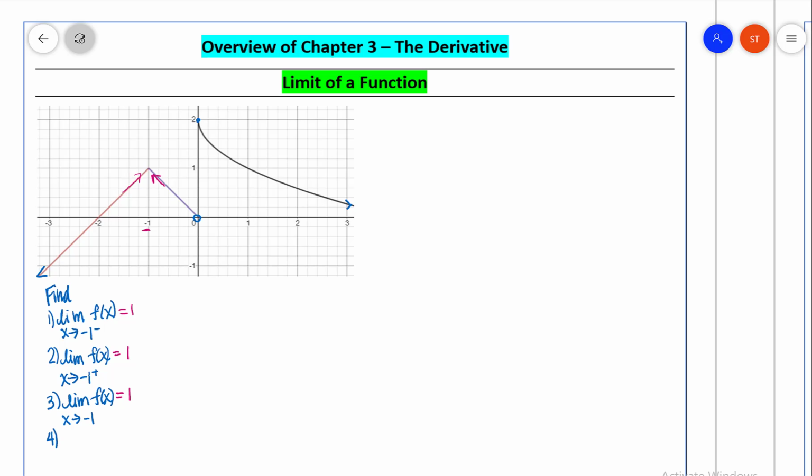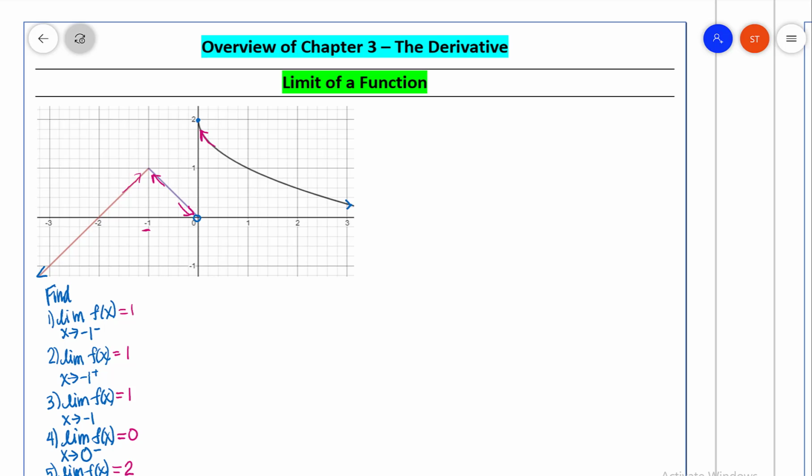Let's look at some others. Number 4, the limit of f of x as x approaches 0 from the left. Going towards 0 from the left, what is the y value that's being approached? Well, that's 0. Number 5, find the limit of f of x as x approaches 0 from the right. Well, that's going to be in this part of the graph up here. So approaching 0 from the right, do you see how the y value is getting really close to 2?